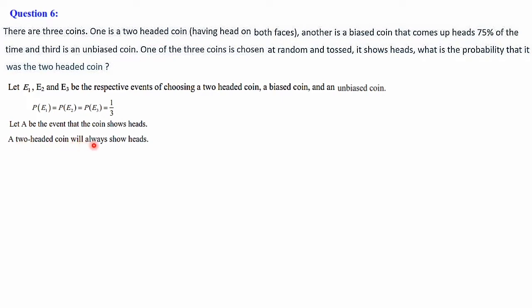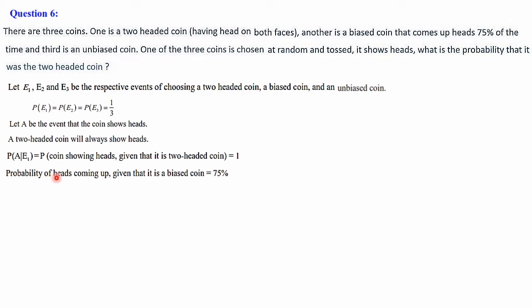Then a two-headed coin will always show heads. That is, whenever you throw a two-headed coin, because both the faces are marked head, whenever you throw it, it always shows the head. Probability of A given E1, in the sense probability of getting a head given that it is from a two-headed coin, that is always 1, because only two faces are there, both marked with the head. So whenever you throw, it is a sure probability you will get a head. So probability of coin showing head given that it is a two-headed coin, that is 1.